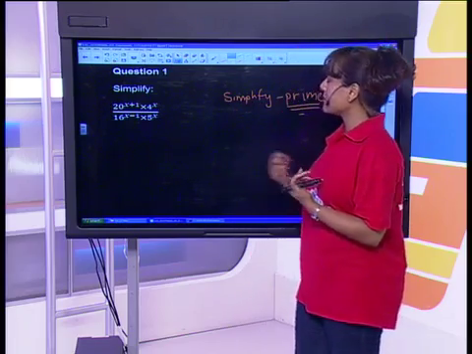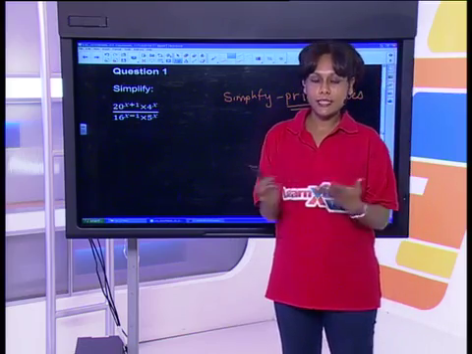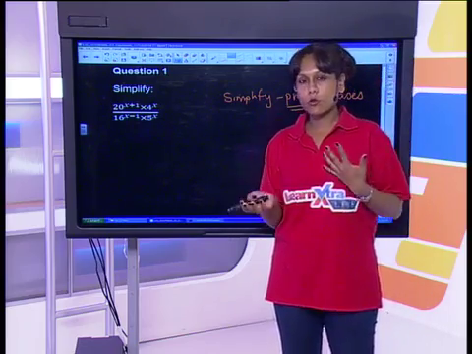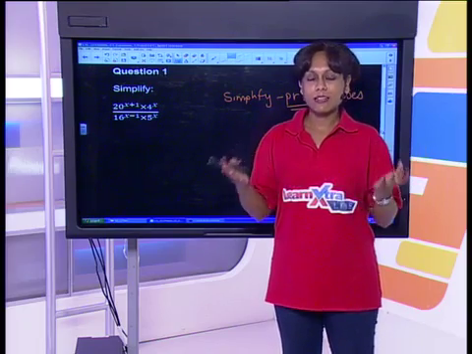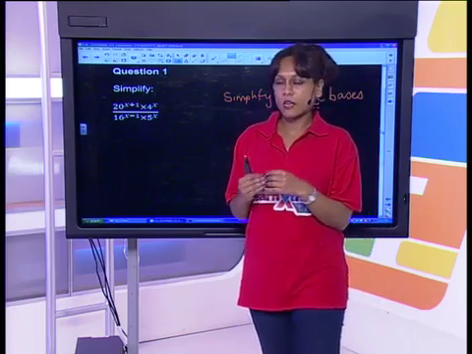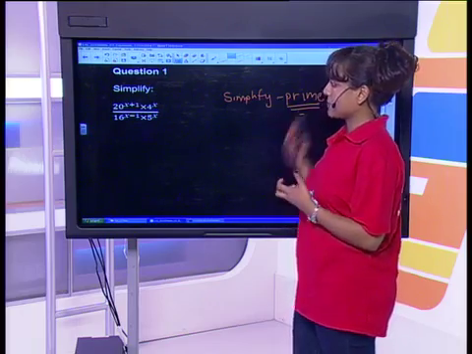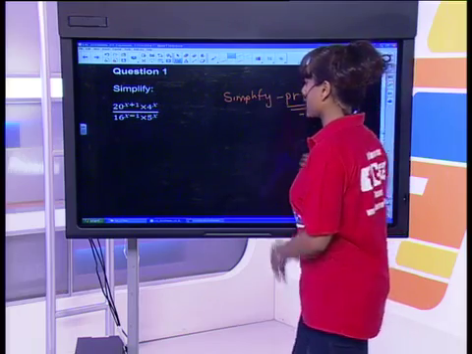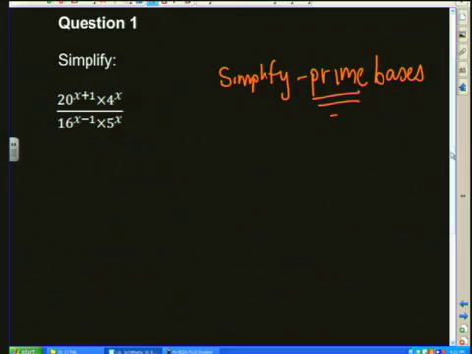So it is key before you try to simplify any exponential expression to get it down to prime bases. So here we're talking about things like 2, 3, 5, 7, those numbers that only have 2 factors, 1 and then themselves. All right. So we want to firstly get everything down to prime bases before we start tackling this question. Okay. So let's have a look at the 20, right?